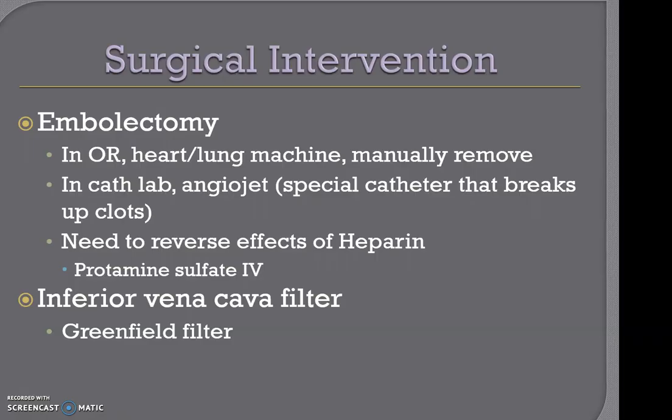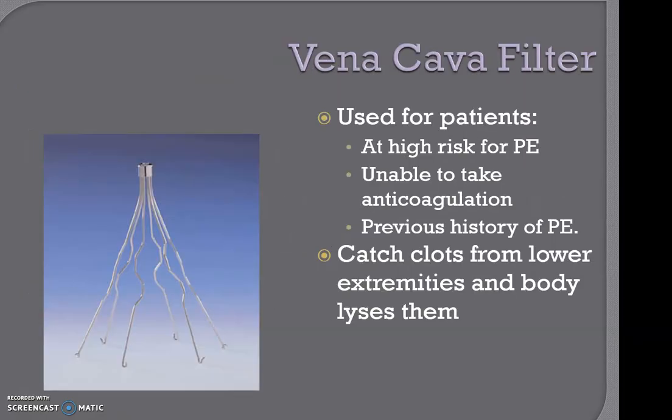The other thing that might happen, if they're successful in treating the PE itself with medical management but the patient is now at a higher risk for future PEs, is they might put an inferior vena cava filter in, commonly known as a Greenfield filter, to catch and lyse clots. So patients are not passing clots from their legs up into the pulmonary vasculature. This is what it looks like. And basically, it's used for patients who would be at high risk for PE. Maybe they have some reason why they can't take any anticoagulation, or they just have a previous history of PE.